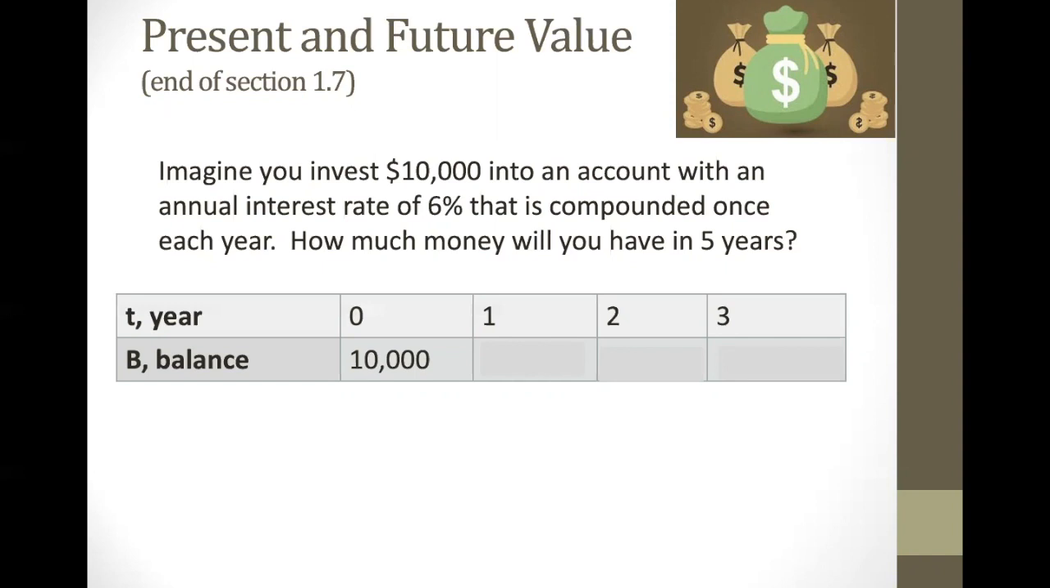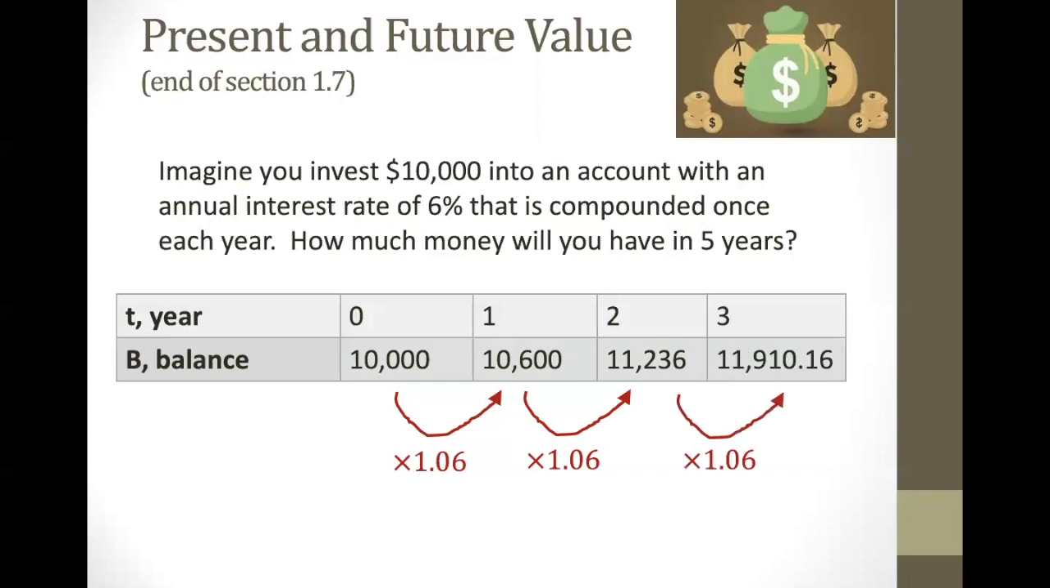So if the rate is 6%, that means the annual factor would be 1.06. To calculate our balance in the next year, we would calculate what is 6% of 10,000. So that's 600. And then we add that to the original balance of 10,000. And then for year 2, we could multiply by 1.06 again, and then by 1.06 again. And so this is why an exponential model makes sense. And we could do this a couple more times to figure out what our balance is in year 5.